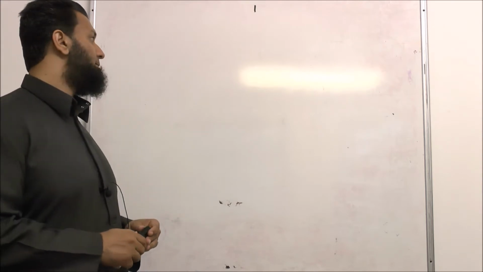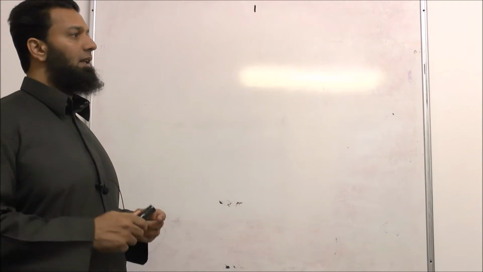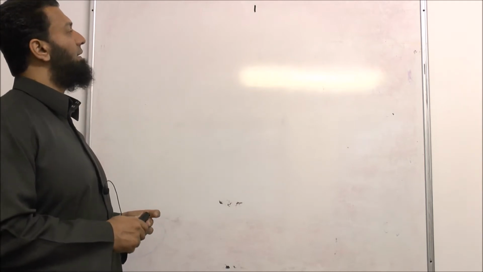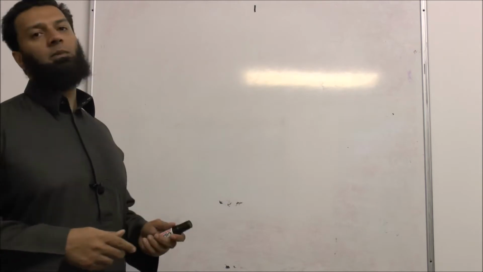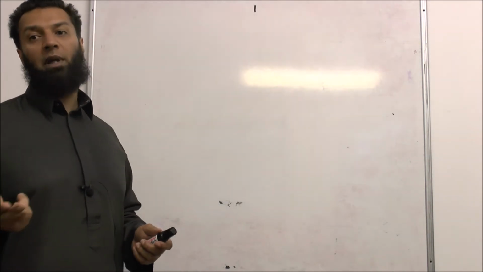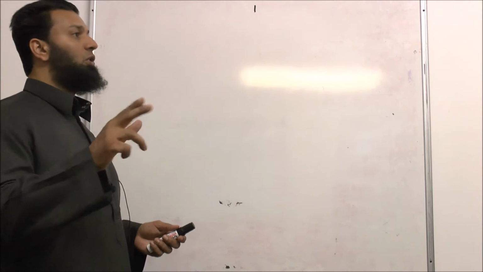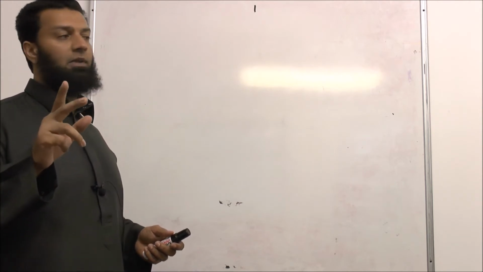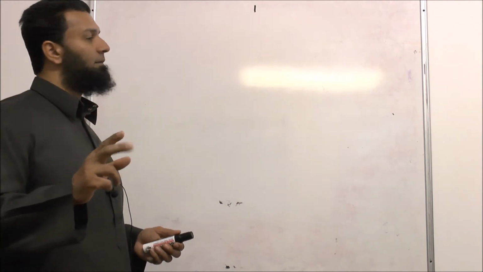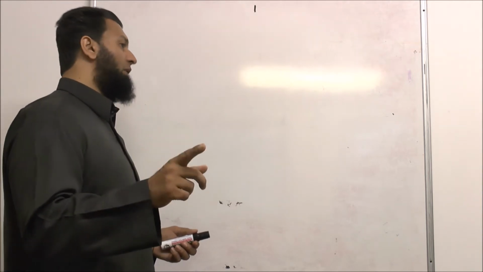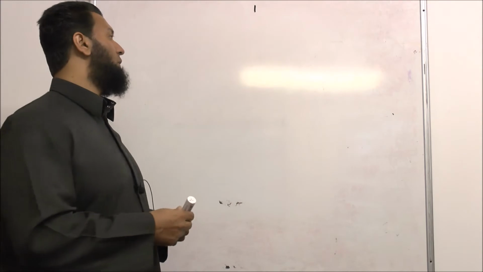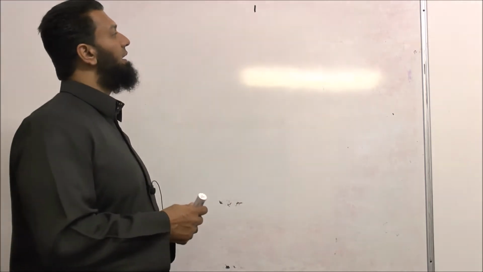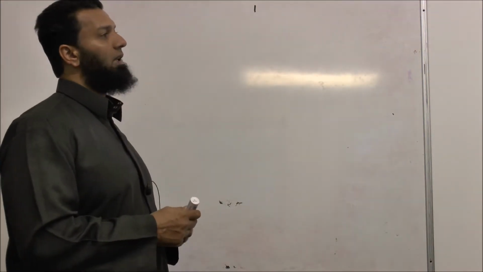To proceed, today's lesson, bi-idhnillahi ta'ala, we are going to speak about الضمائر, which means the pronouns. Now there are two types of pronouns in Arabic. Two types. In this lesson, we're going to discuss the first type, which is called الضمائر المنفصلة.